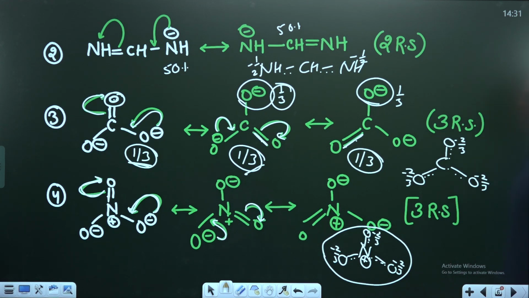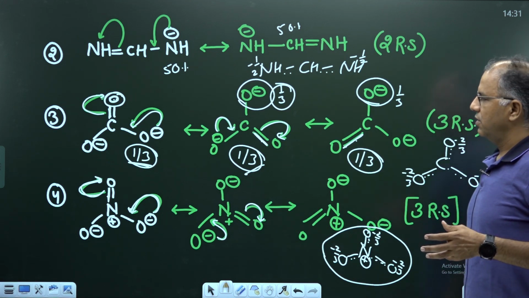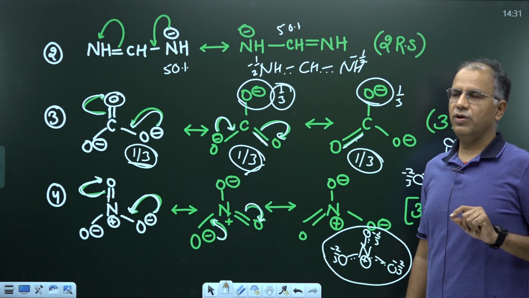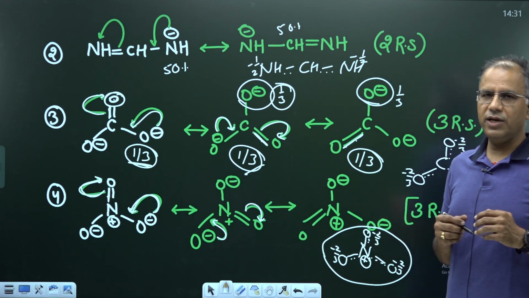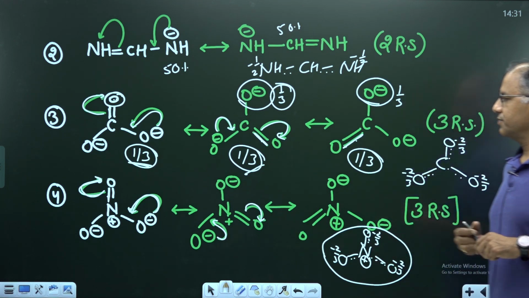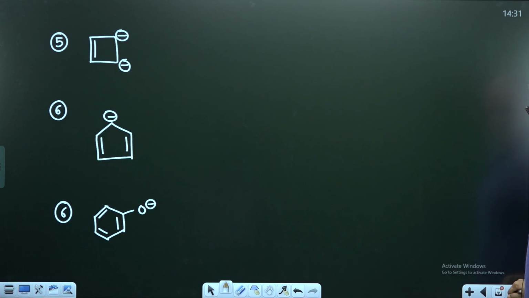Draw all resonance hybrids in your class notes. If you feel that I am teaching fast, then you have to pause the video. If you feel that I am teaching slow, then you can increase the speed of the video. Now try this.